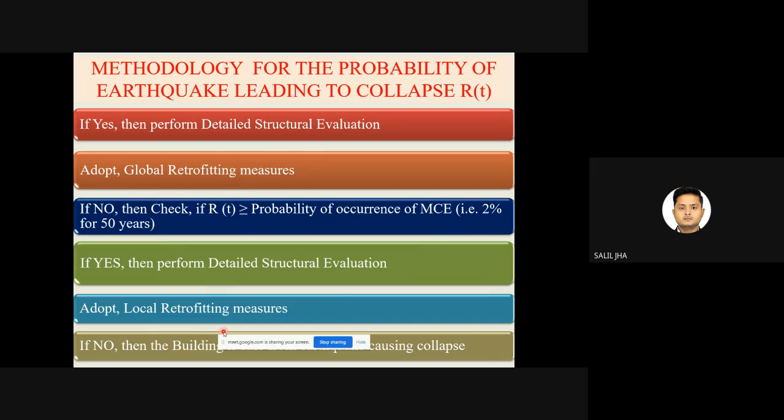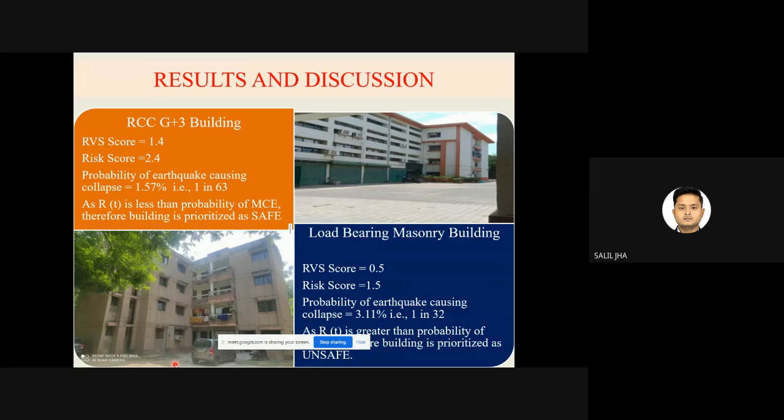So if our RT is less than the probability of occurrence of MCE, then the building is rendered to be safe from earthquake causing collapse for the next T years, or whatever number of years we are considering it for. So following are the results of our case study conducted. As per the study, following results have been obtained.